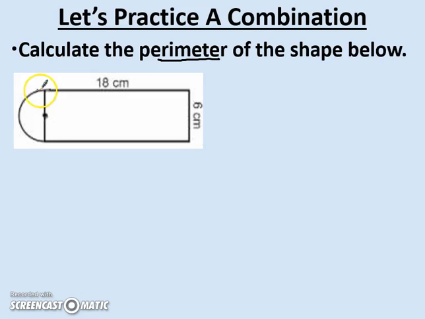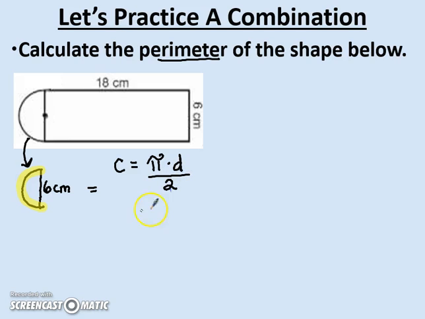So since this is a rounded edge, I personally like to start with the circumference. So I'm going to work on the arc. Okay, my goal is to figure out how far it is around this portion of the arc. To do so, I have to know this diameter, which happens to be across from this side of the rectangle. So this diameter is 6 centimeters. So the circumference of this half circle is going to be pi times the diameter, but that's a whole circle. So then when I'm finished, I'll have to divide it by 2.